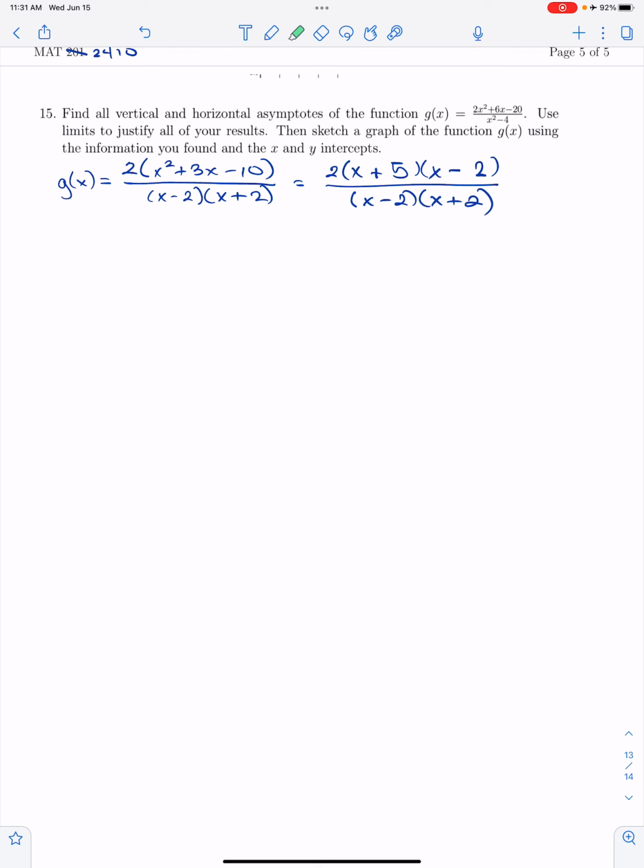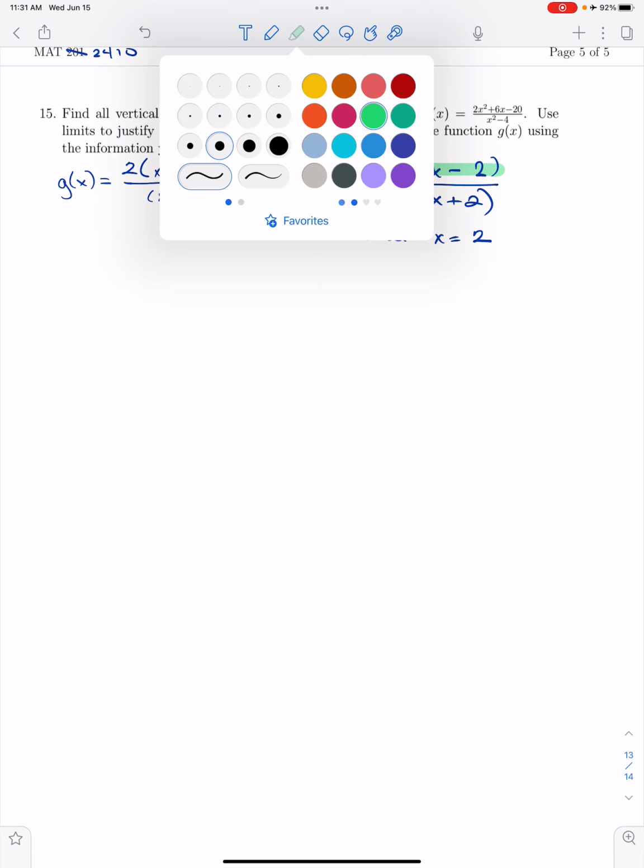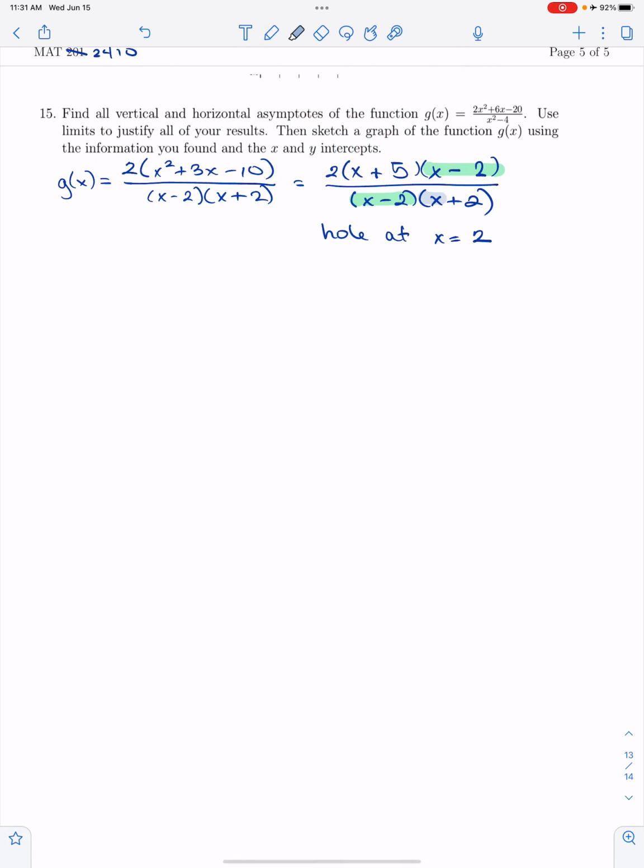Two different things here. The x minus 2's cancel. So we know there is a hole at x equals 2. We'll find the y value in a minute. The x plus 2 does not cancel. We know there is a vertical asymptote at x equals negative 2.